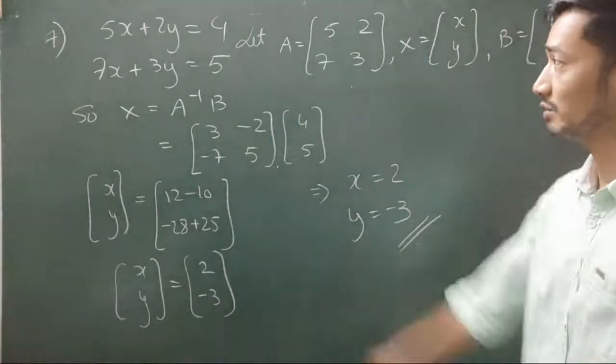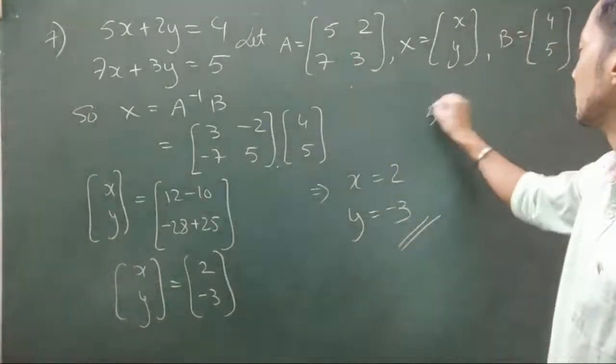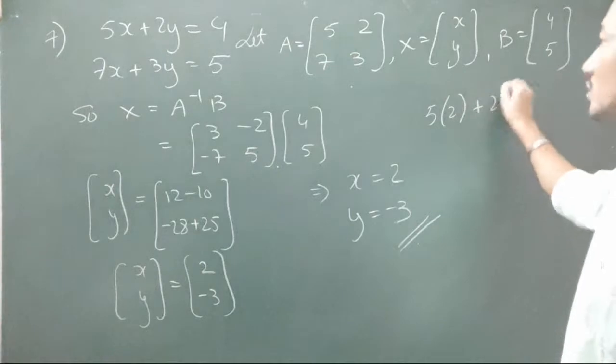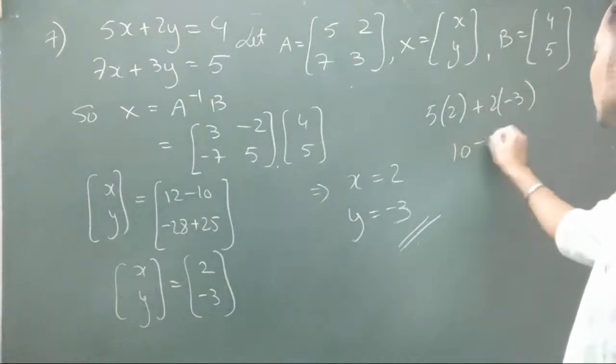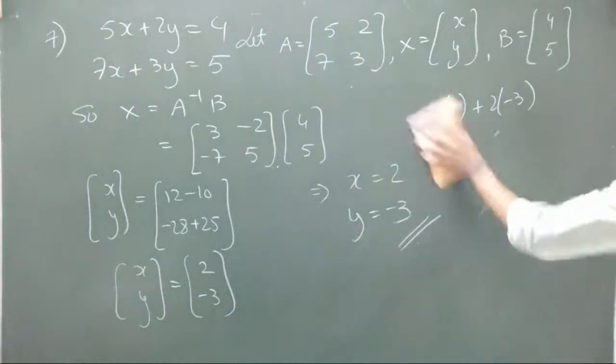Now you can check your answers by substituting the values of x equal to 2 and y equal to minus 3 in any one of the equations. So 5 into 2 plus 2 into minus 3. What do we get? 5 twos are 10 minus 6, 4. Exactly same. Exactly correct. Alright, so this is how you can use matrix method.